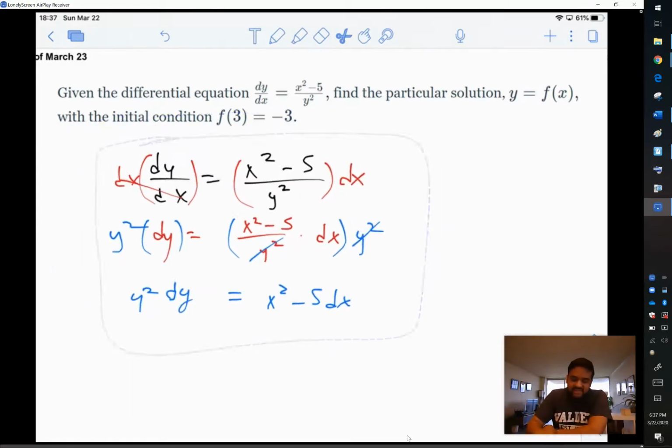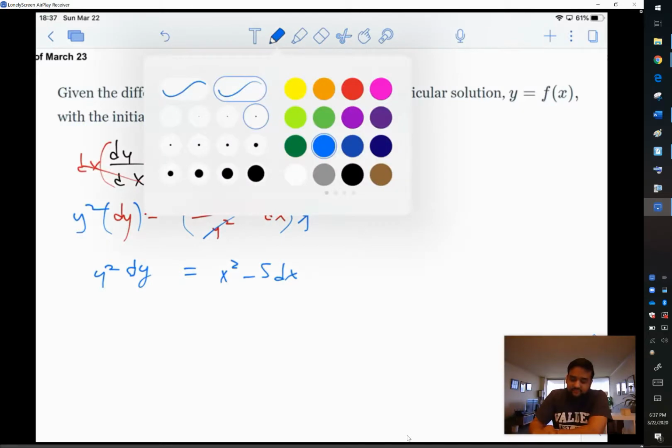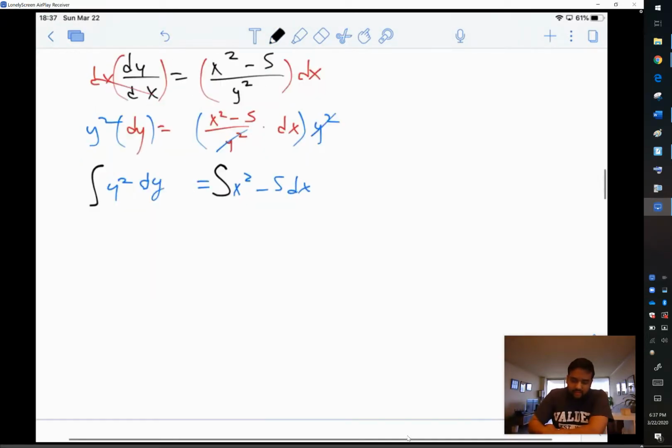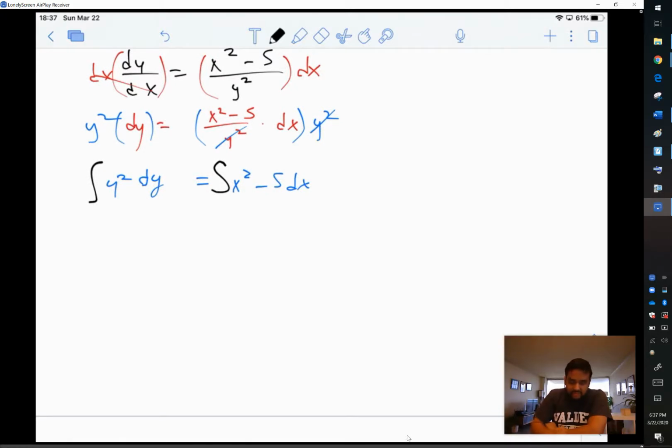So let's go ahead and do that. If I take the antiderivative of both sides, once again maintaining equality, over on the left-hand side, I'm going to use the reverse power rule. So y to the second power, add 1 and divide, plus c. Over on the right-hand side, I'm going to do the same thing. X squared would be x to the third divided by 3 minus 5x plus c.